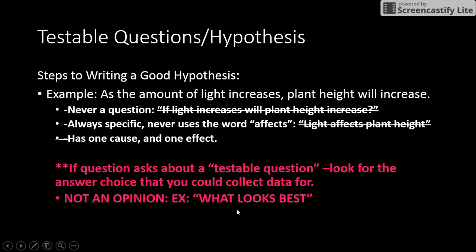Key things to write here is this note about how to answer the questions that are going to ask you about this on the EOC. If a question is asking about a testable question, you want to look for the answer choice that you could collect data for. The one that you could collect data for is going to be the correct answer. So it is not an opinion. It's not what looks best.